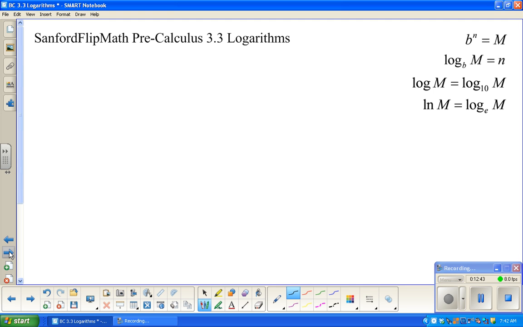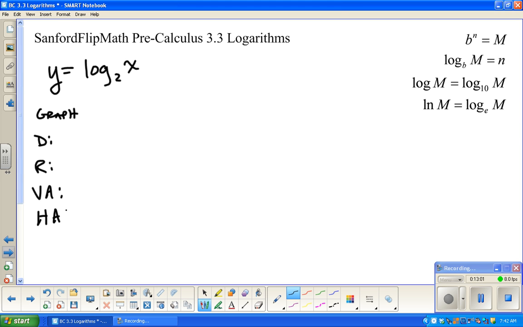Need to take you on a little trip. What if I want to graph y equals log base 2 of x? We're going to graph this. We're going to do domain, range, vertical asymptotes, horizontal asymptotes. I already said graph. Anything else that might come up. Well, I'm going to do a table of values because that's what we do when we don't know what to do.